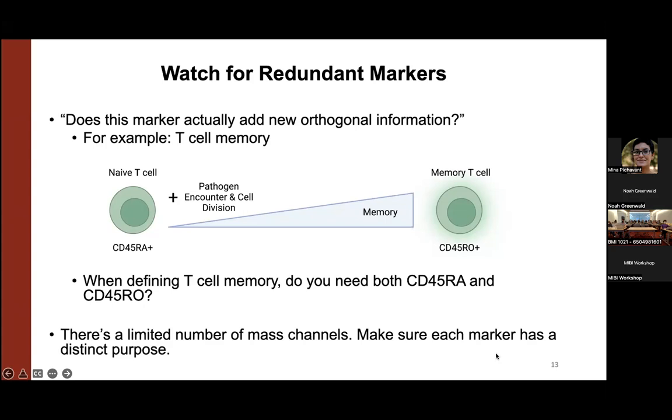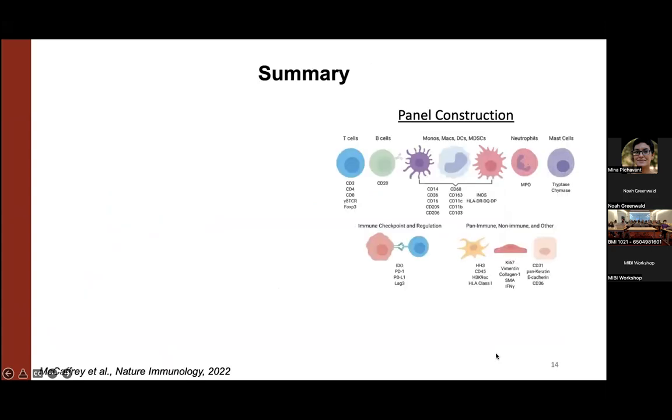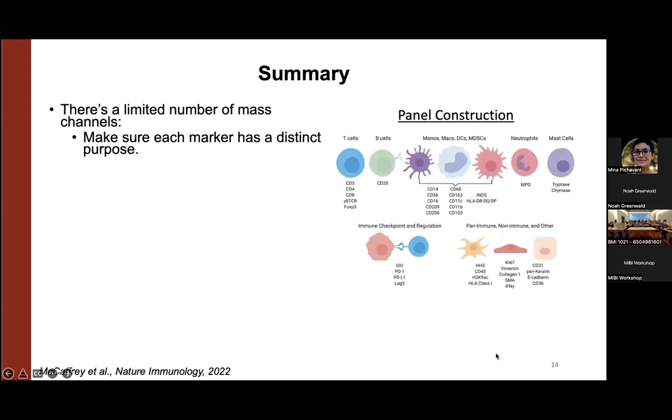In addition, I want to emphasize that there are a limited number of MIBI channels, and so you want to make sure each marker has a distinct purpose on your panel. To conclude, I'm really driving this home: there are a limited number of channels, and so you want to make sure each marker has a distinct purpose on your panel and in your study. It is important to find a balance, so you don't want markers that aren't very present in your data set or in your tissue, but also don't stain everything.